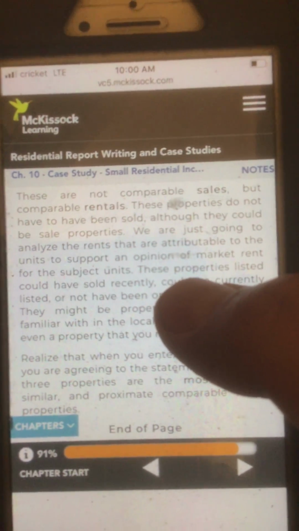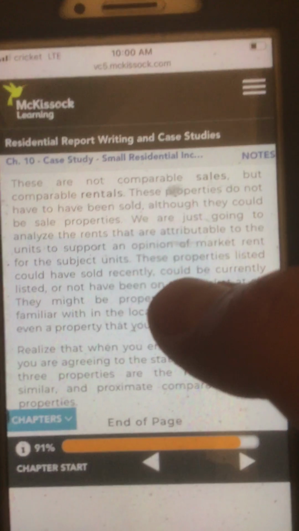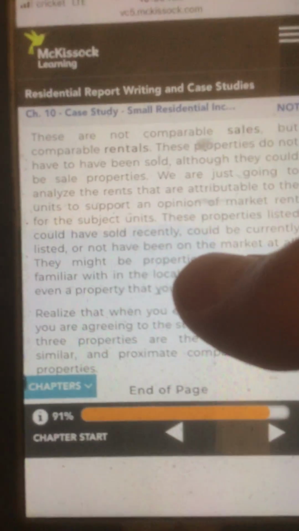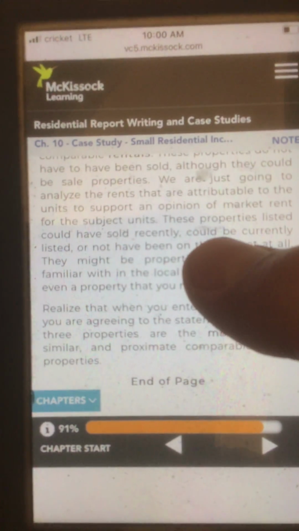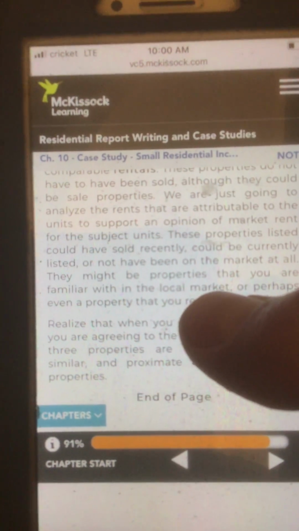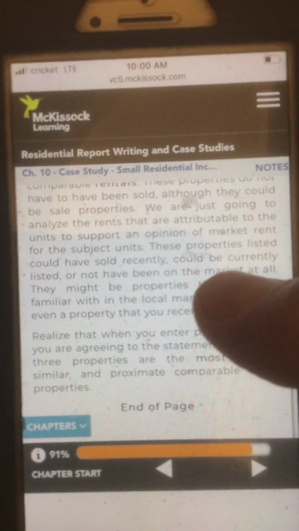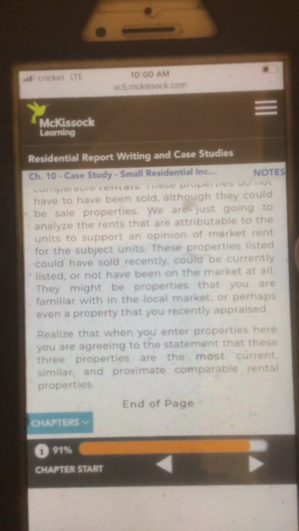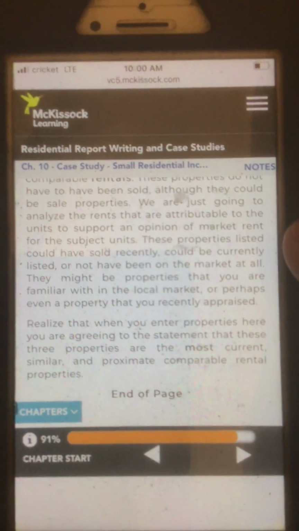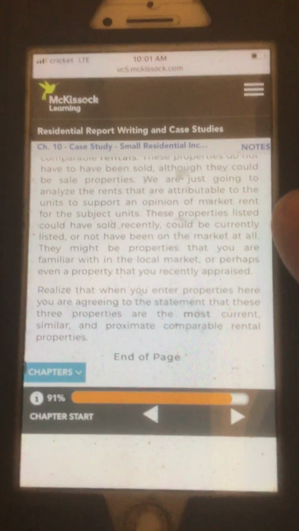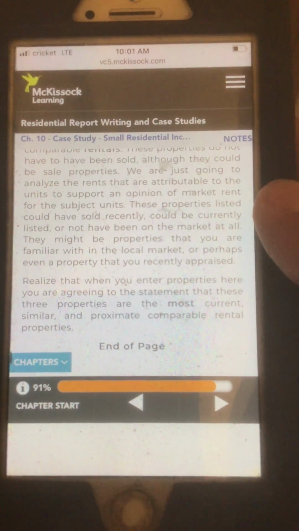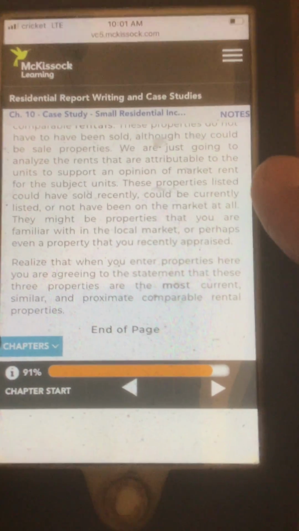These are not comparable sales, but comparable rentals. These properties do not have to be sold, although they could be sale properties. We are just going to analyze the rents that are attributable to the units to support an opinion of market rent for the subject units. These properties listed could have sold recently, could be currently listed, or not have been on the market at all.